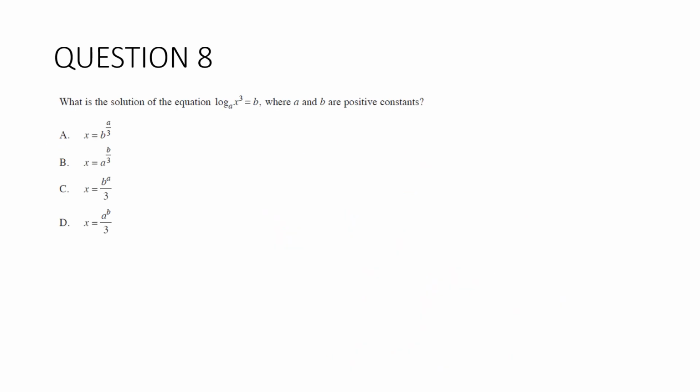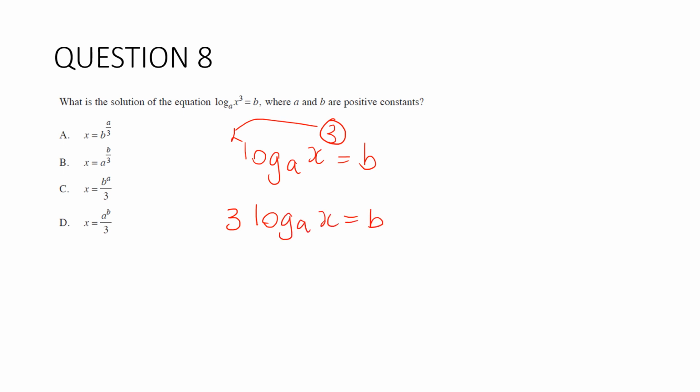Question 8. What is the solution of the equation log base a of x cubed equals b, where a and b are positive constants? So we want to solve for x. So I'm just going to do some log laws here. We know that this 3 can come down. Dividing both sides by 3. I'm going to take it out of log form into index form. So a to the power of b over 3 is equal to x. All right, where is that? That's B.